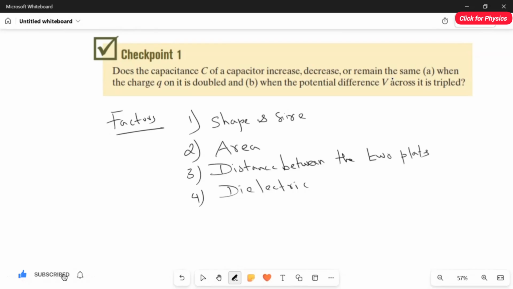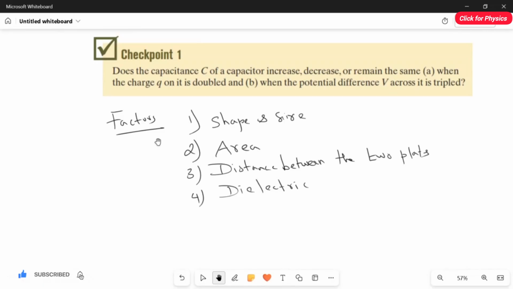So here we have these four factors, and the capacitance of the capacitor depends entirely on these four factors only. It will not depend on the charge or the potential. After we read these four points, there is no information about the charge and the potential affecting the capacitance of the capacitor. So actually, the answer for these two questions is that the capacitance of the capacitor will remain the same. And in another way also we can give the answer for this question.